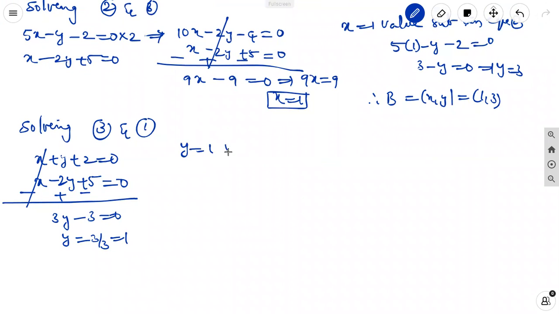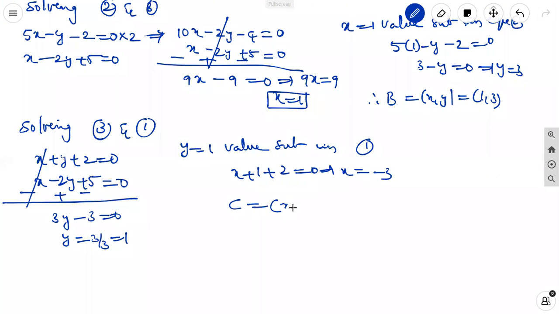Substituting y equal to 1 in equation 1: x plus 1 plus 2 equal to 0, x equal to minus 3. So C is x comma y equal to minus 3 comma 1.